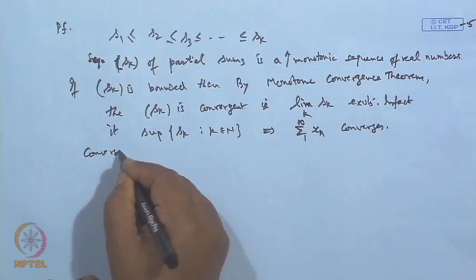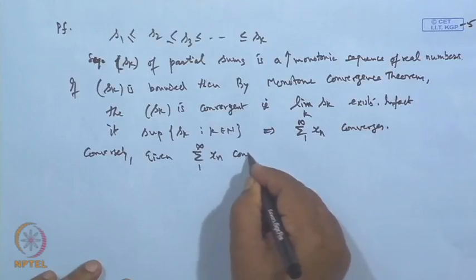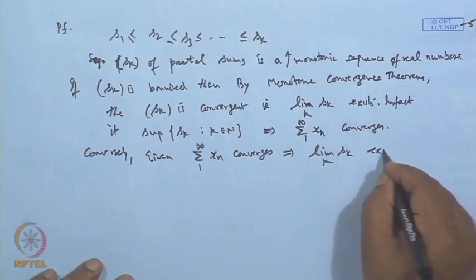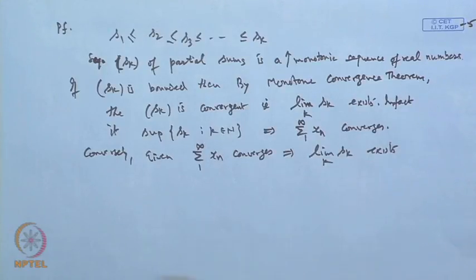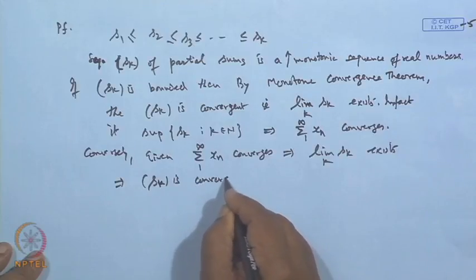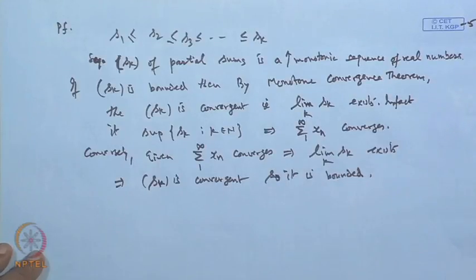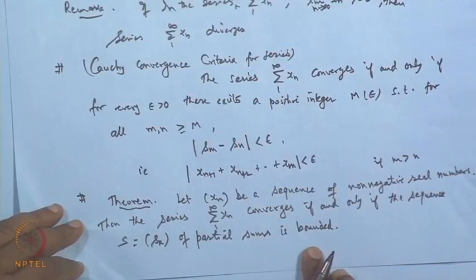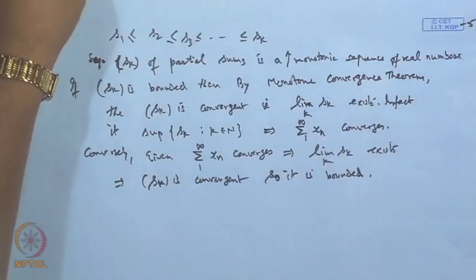Conversely, if the series sigma x_n, 1 to infinity, converges, it means what? That means the limit of this sequence S_k exists and is finite. Now, every convergent sequence is a bounded sequence. So, this means that the sequence S_k is convergent, so it is bounded. So, this proves both ways: if this series is convergent, then the sequence of partial sums will be bounded, and vice versa, if the sequence of partial sums is bounded, then the corresponding series will be convergent. So, that is the convergence criteria for that.